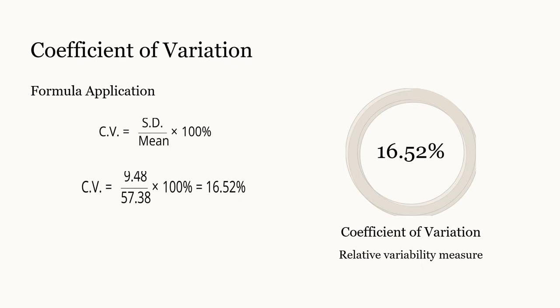Since the obtained coefficient of variation value is smaller, we can say the data is consistent and more reliable, which will help us to make a more reliable informed decision.